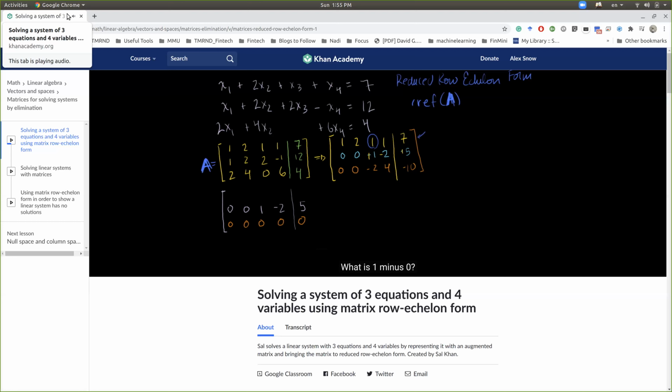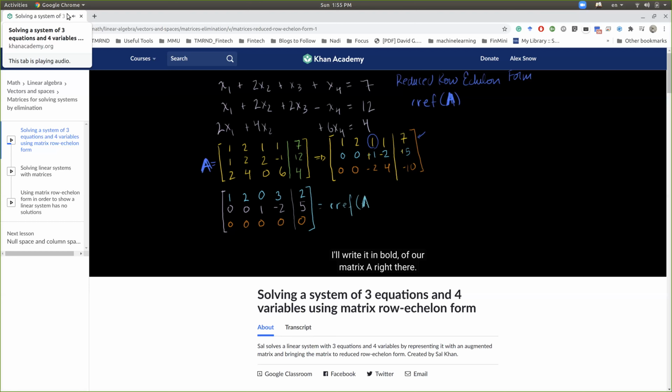So what is 1 minus 0? That's just 1. 2 minus 0 is 2. 1 minus 1 is 0. 1 minus minus 2 is 3. 7 minus 5 is 2. And there you have it. We have our matrix in reduced row echelon form. This is the reduced row echelon form of our matrix.